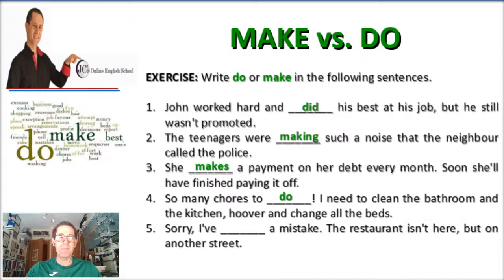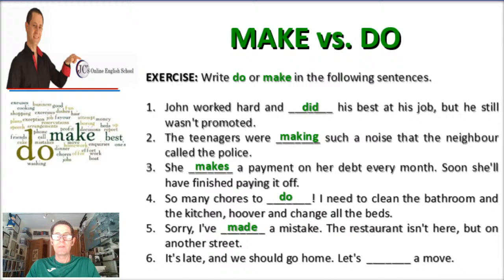Number 5. Number 4, Katie, is correct. Very good. Number 5 now. I know the connection is slow. So sorry, I've a mistake. The restaurant isn't here, but on another street. With mistake, you use make or do. Anybody for number 5? The correct one for number 5 is I've made a mistake. In this case, in the present perfect, I've made a mistake. The restaurant isn't here, but on another street.